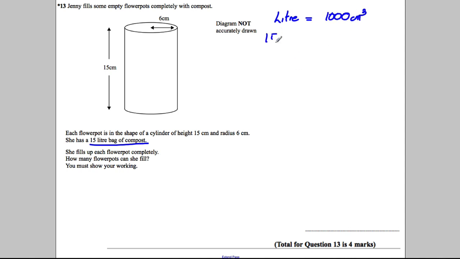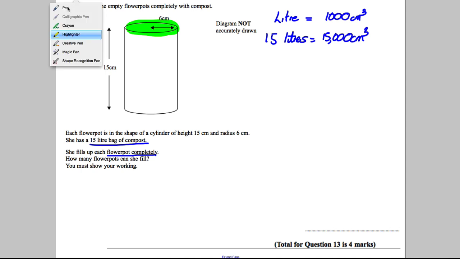So in particular, 15 litres in the question must be 15,000 centimeters cubed. So what you want to do is work out the volume of this shape and do 15,000 divided by that, and it would tell us how many flower pots we can fill up completely. Okay, it asks us for the ones that are filled up completely. So to work out the volume of this, what you're going to do is you're going to work out the area of the circle at the top and multiply it by 15.